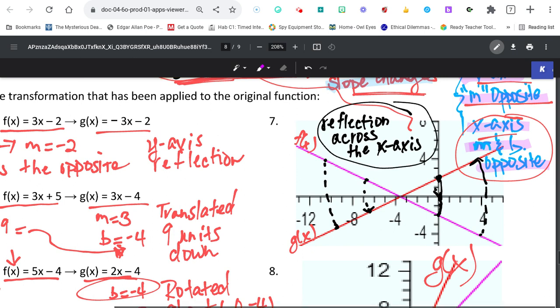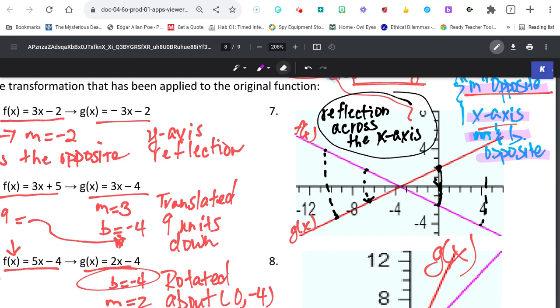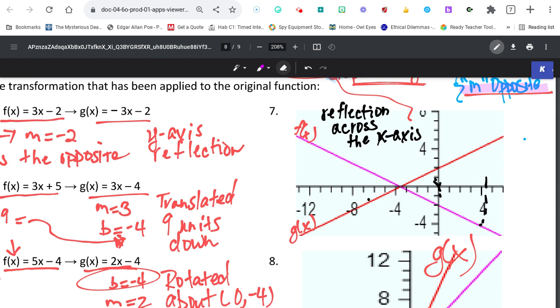Now, if you're not sure about that, guys, I'm going to tell you what you can do. You can write the equations of both lines and see if their slopes and y-intercepts are different. So if I write the equation for f of x, I can see that b is -2, and here b is +2. So I can see that the y-intercepts are opposites.